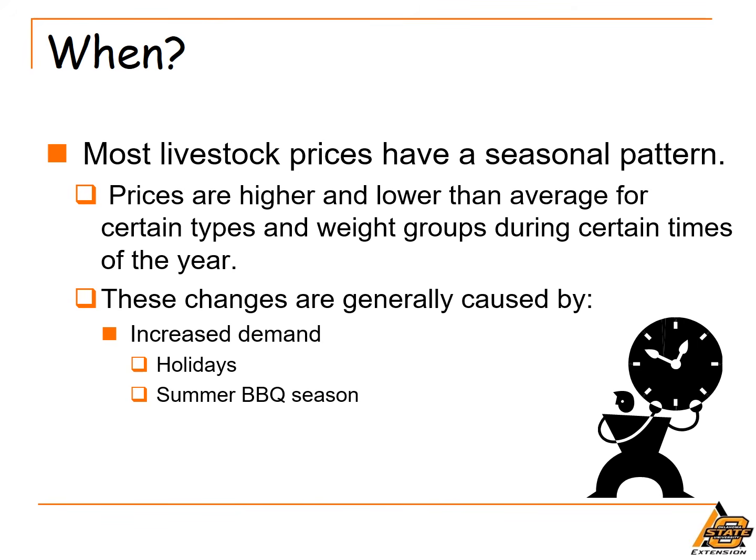Now, these changes in the indexes are generally caused by increased demand, such as holidays like the summer barbecue season, or in the goat industry, some of the ethnic holidays, or by decreased supply from production cycles. In Oklahoma, most cattle producers calve in the wintertime or early springtime and then sell in the fall. So the supply of cattle to be bought in late winter or spring is not as high as it is in the fall, and that affects prices as well.